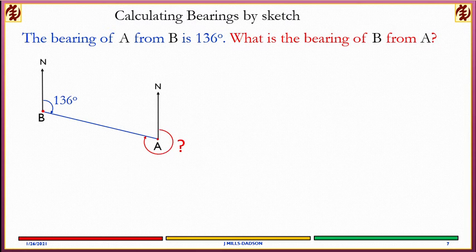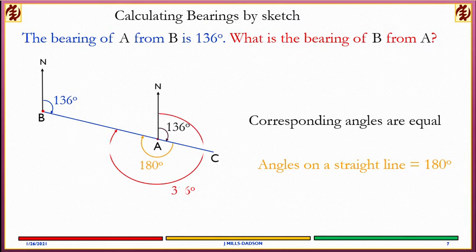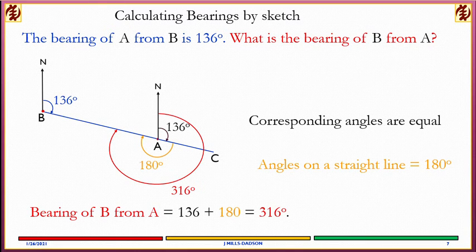So the same principle, 136 because corresponding angle like we saw previously. Then the blue straight line is 180 degrees at the bottom. So the total angle will now be 316. So therefore, bearing of B from A is 316 degrees. Let's look at one more example.